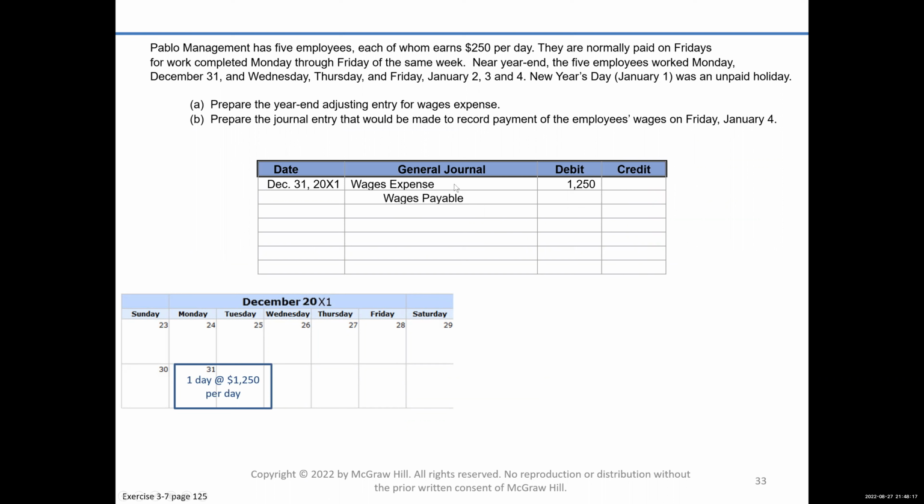And then, of course, we incurred the expense, but we haven't paid it yet. So we have to do wages payable.